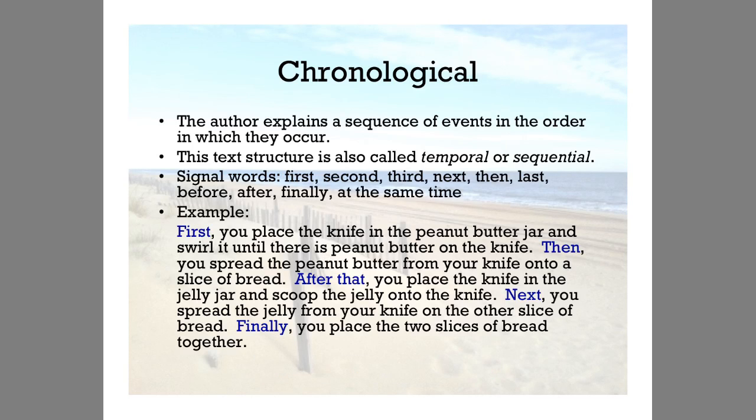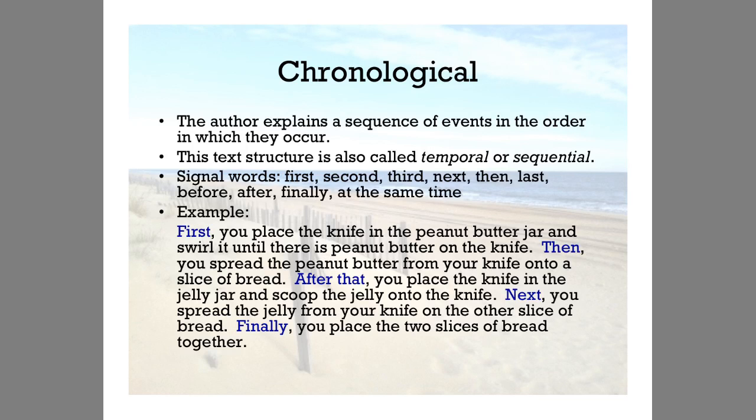Chronological text structure is sometimes also called the temporal or sequential text structure. We're talking about the same thing, so those terms are pretty interchangeable. And with chronological text structure, an author is explaining a sequence of events in the order in which they occur. And signal words include things like first, second, third, next, then, last, and so on. And this text structure is fairly easy to identify.